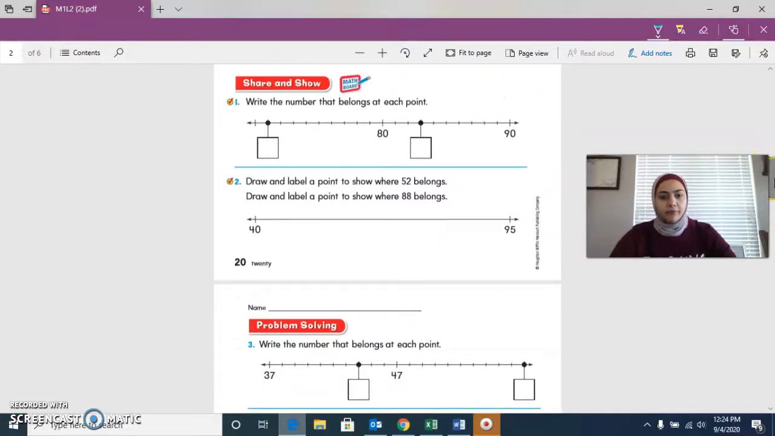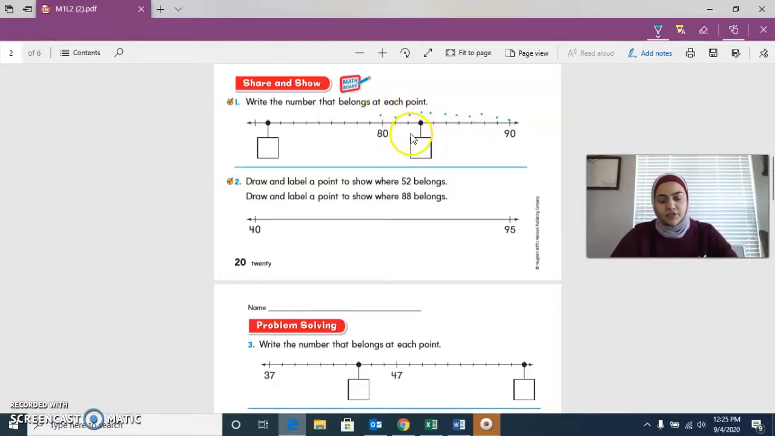All right, write the number that belongs at each point. Well, let's see. If this is 80, oh my goodness, it's empty here. What do I do? How am I supposed to know what goes there? Count back. You know how to count back. This is 90, so we're going to count back. What comes before 90? 89, 88, 87, 86, 85, 84, 83, 82, 81, 80.